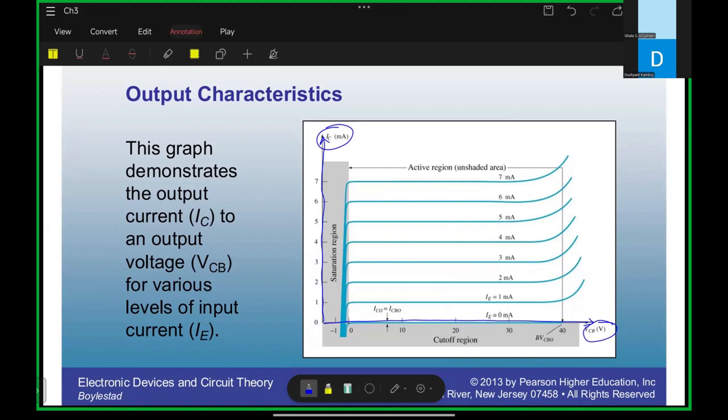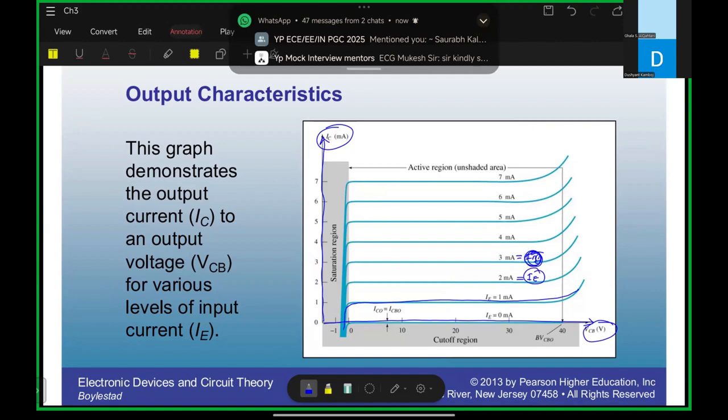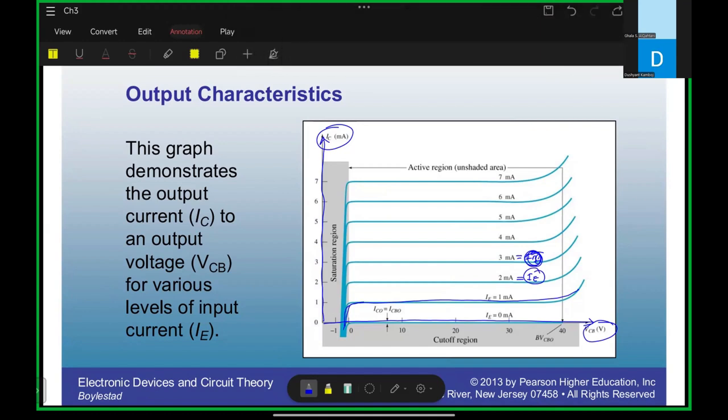So in common base configuration, the input current is IE. Always remember, IE is the input current. This is your output current for a fixed value of IE. When your IE is equal to 1 milliampere, and you increase the IE value, this IC current will also increase like this.